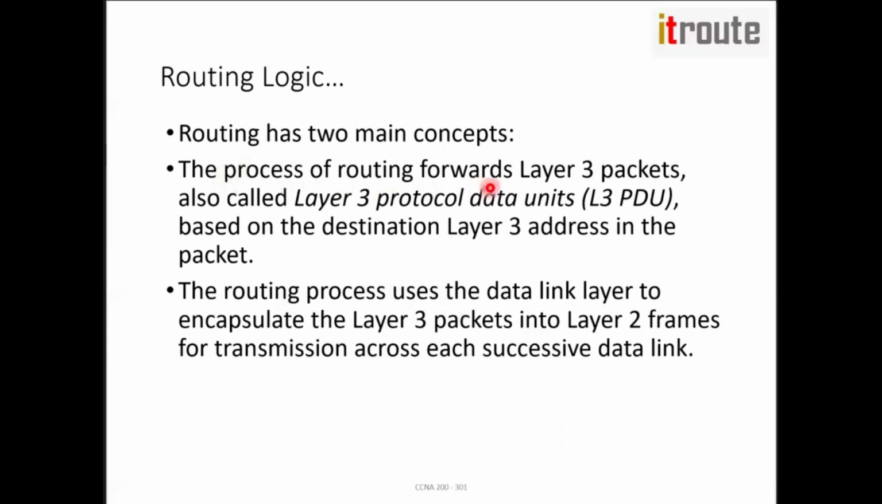The process of routing forwards layer 3 packets, also called layer 3 protocol data units, L3 PDU, based on the destination's layer 3 address in the packet. The router process uses the data link layer to encapsulate the layer 3 packets into layer 2 frames for transmission across each successive data link.